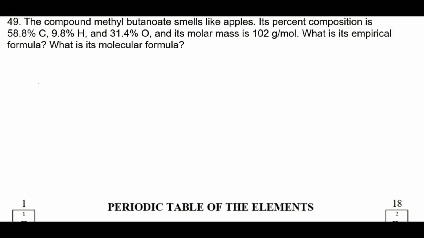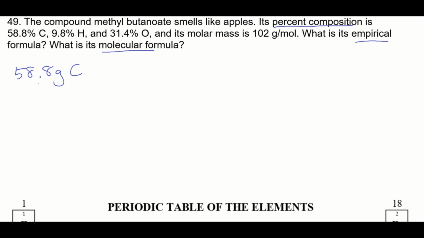Problem number 49, we are given the percent compositions of a compound and we are asked to find the empirical and molecular formulas. So if we assume that we have a 100-gram sample of this compound, then 58.8 grams of it would be carbon.